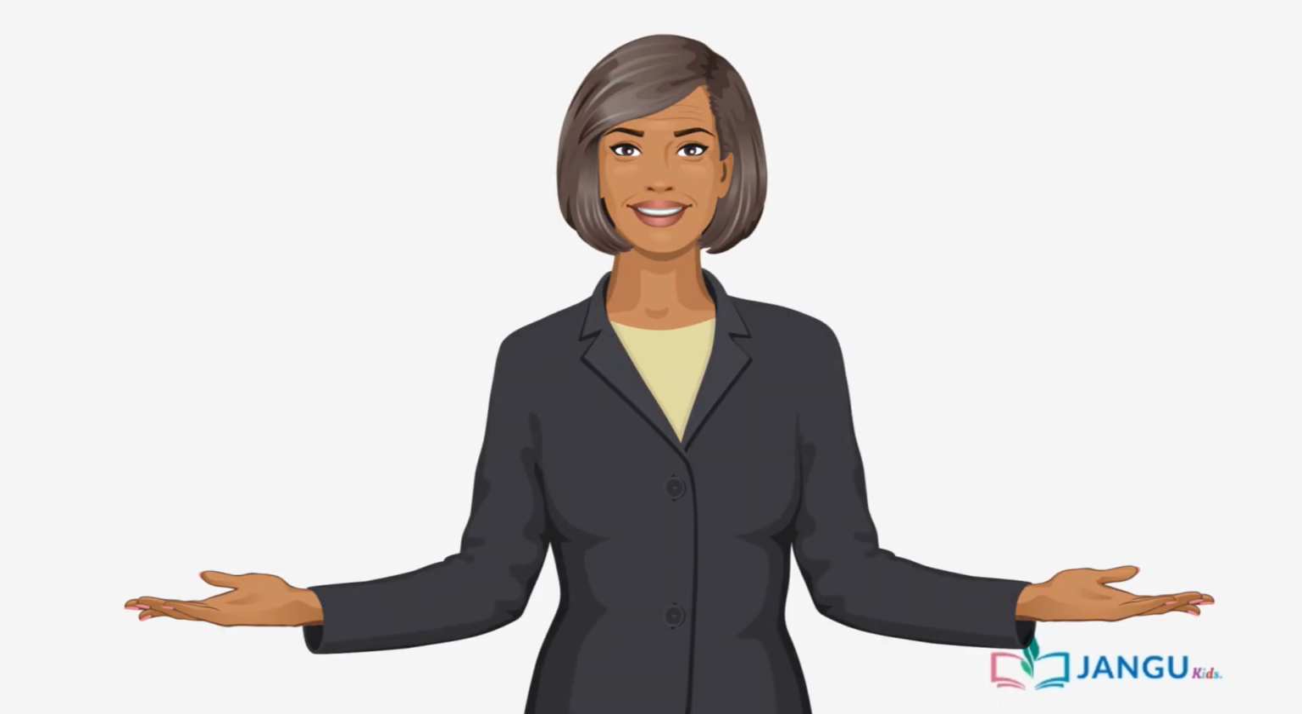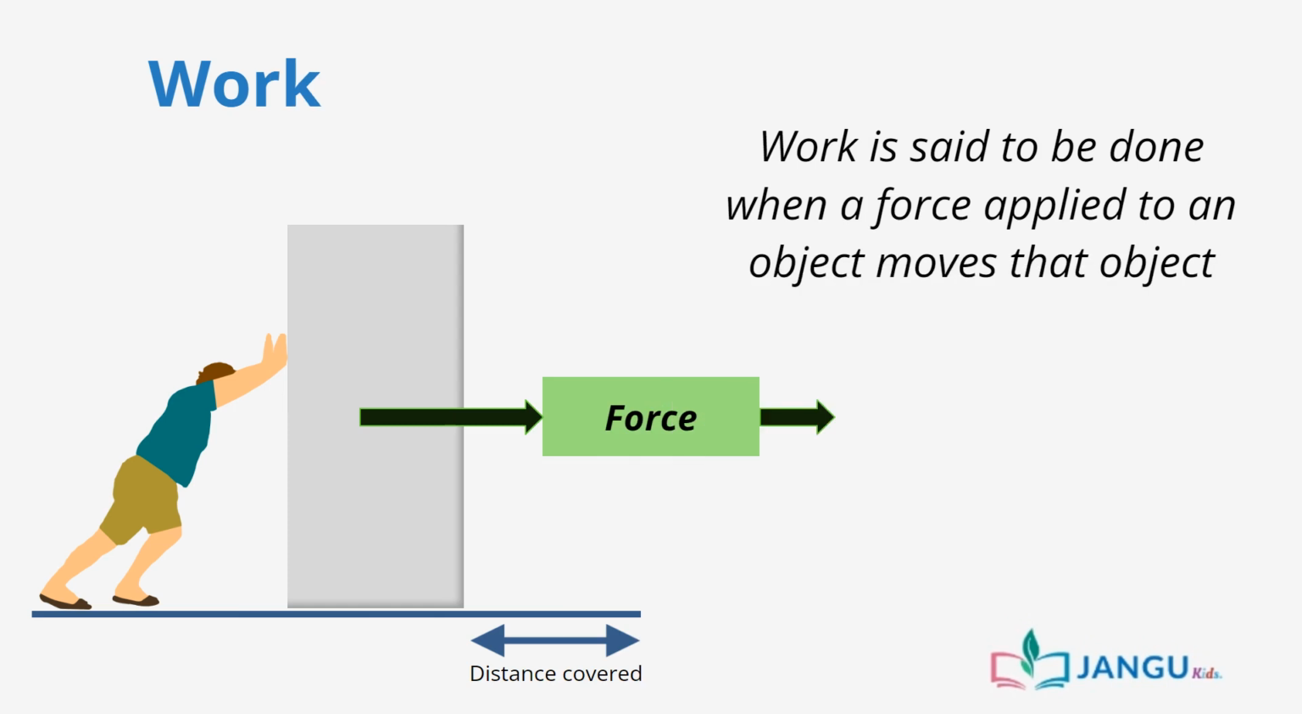Let's begin. Work is said to be done when a force applied to an object moves that object. We can calculate work by multiplying force by the movement of the object. The equation is written as work equals force times distance or displacement, which is the same thing as W equals F times D. The SI unit for work is the joule.